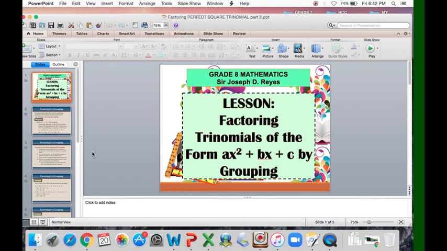Okay, that's it for factoring trinomials of the form ax squared plus bx plus c by grouping. With that, thank you very much for listening.